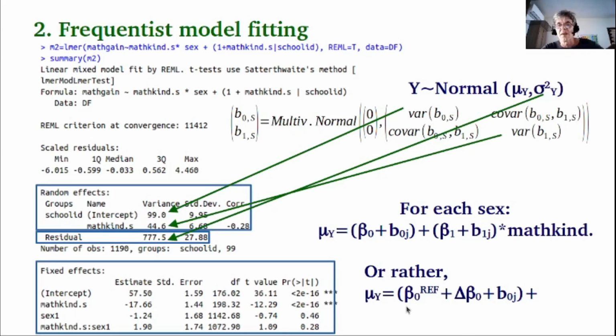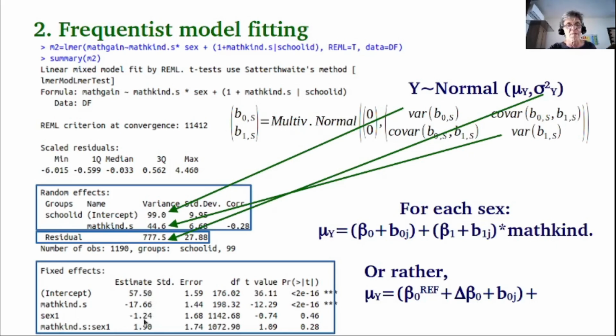So we have here the population level intercept for the reference sex, which is going to be 57.0 with a standard error of 1.9. This p-value tells us that this coefficient with this standard error is statistically significantly different from 0. This delta beta 0 is the differential of intercept between sex 0 and sex 1.